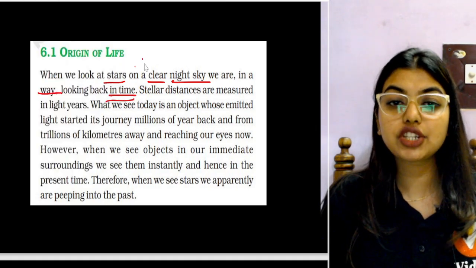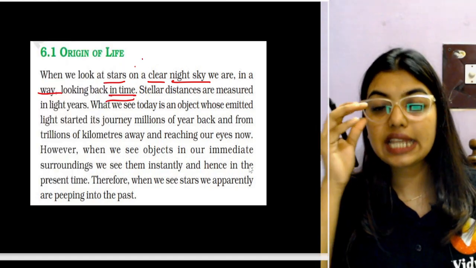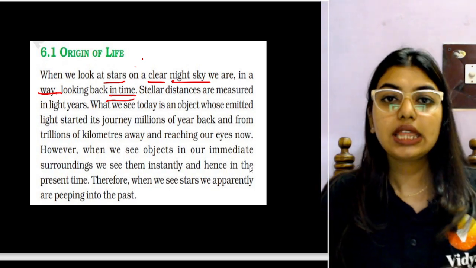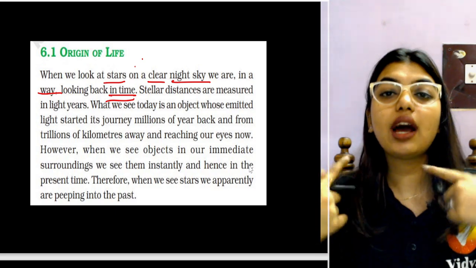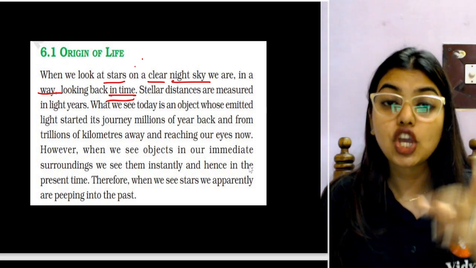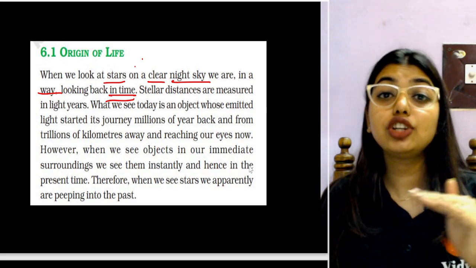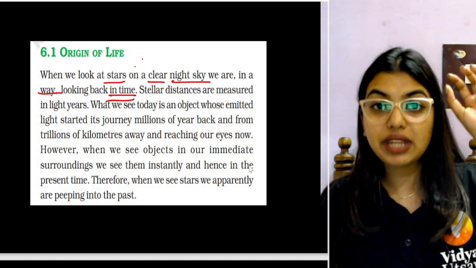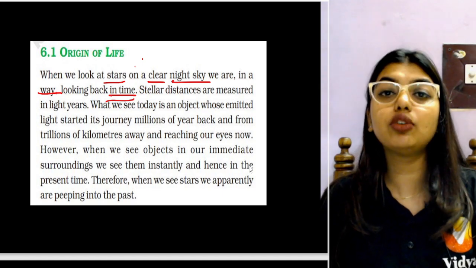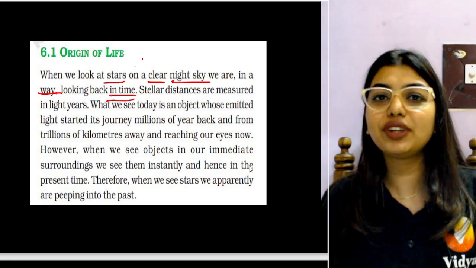Here they're mentioning stellar distance. Stellar distances are measured in light years. The distance from the earth to the star, I will call stellar distance. And how is it measured? It is measured in light years. So whenever we are looking at a star, we are actually looking into the past. Past means the light from the star has been emitted and has traveled trillions of kilometers and come to me. So how beautiful is it, right?